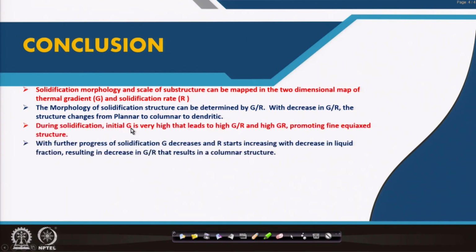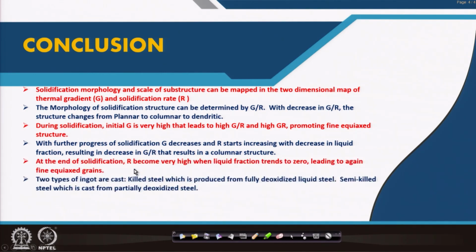During solidification, initially G is very high, which leads to a very high G by R, and as I said, promotes the equiaxed structure or planar solidification to some extent. Then with further progress of solidification, G decreases and R starts increasing, which decreases G by R. So two types of ingots are usually cast.